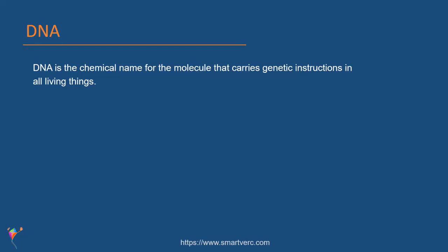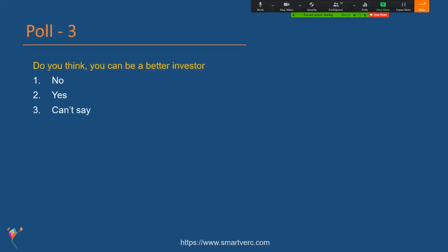These qualities can be acquired. It will take some time, but these qualities can be acquired. So that is DNA. And related to this only, do you think you can be a better investor? So that is another poll. The question is, do you think you can be a better investor?